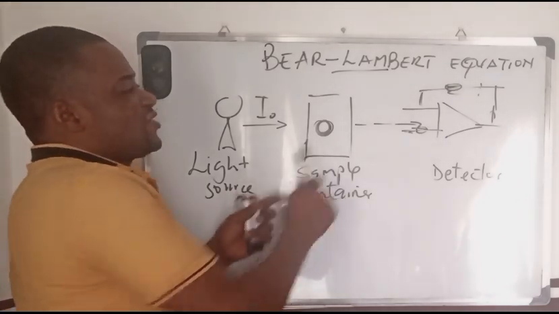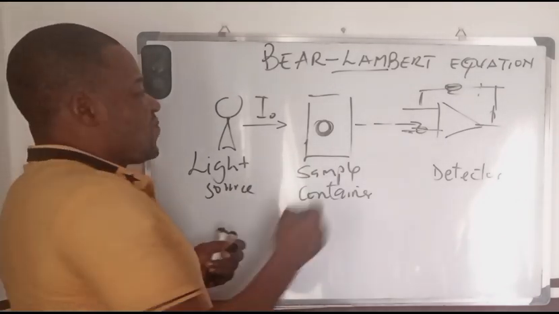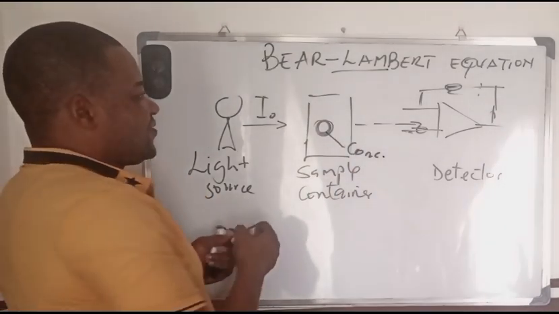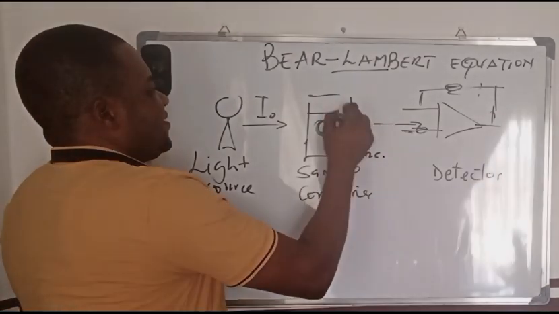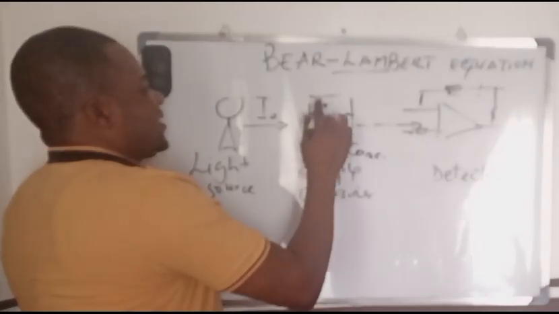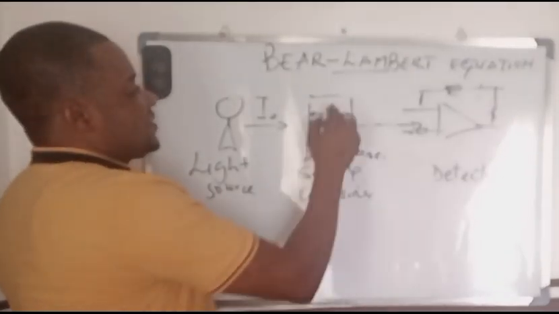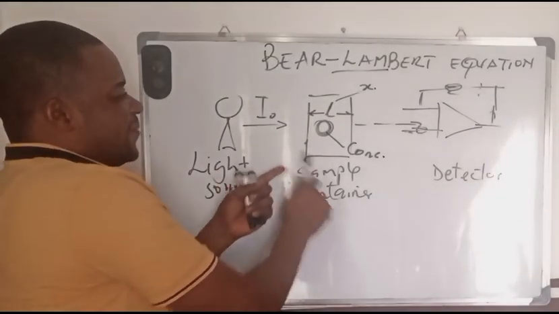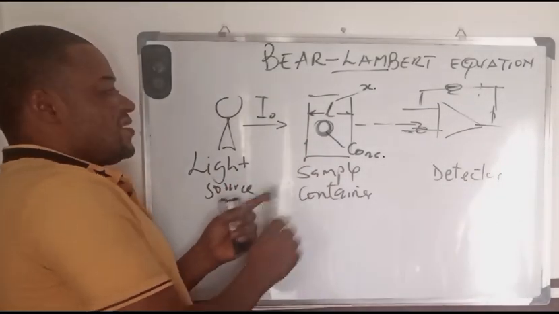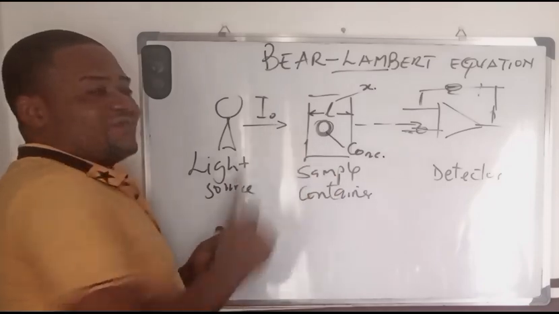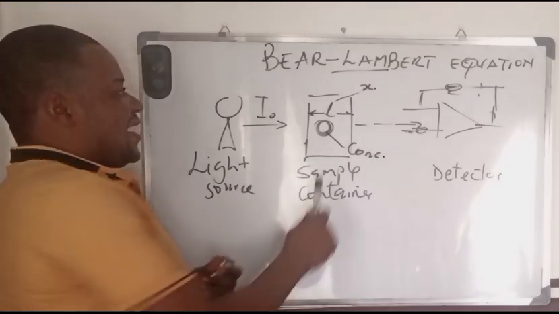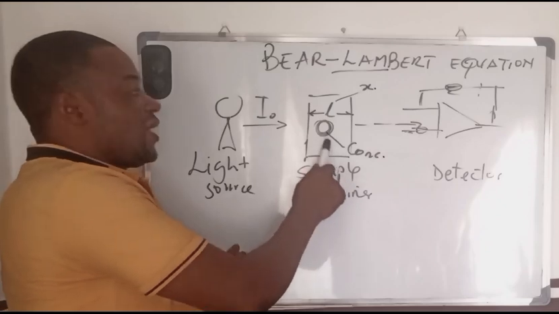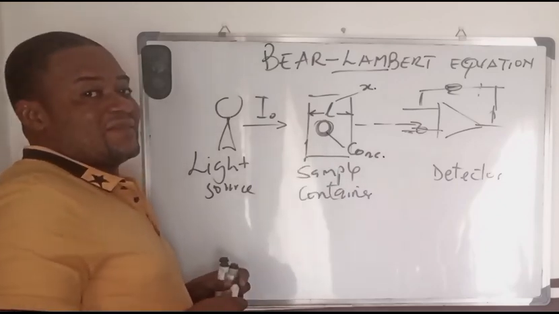This sample container is controlled by two basic things. One is the concentration of the sample, and the other is the path length. In some places, this can be written as X. So the concentration of this particular sample matters, and the path length of the container housing this sample also matters.